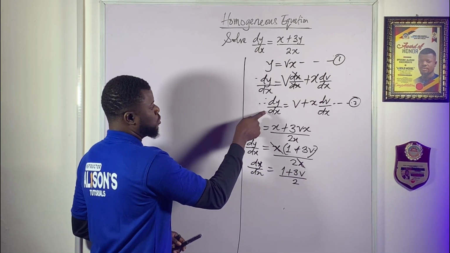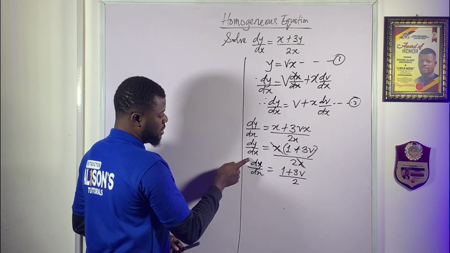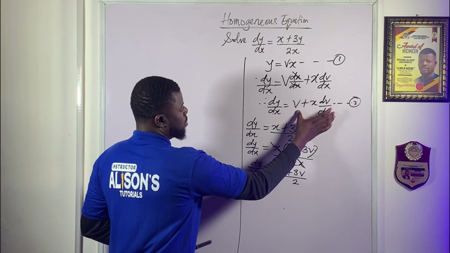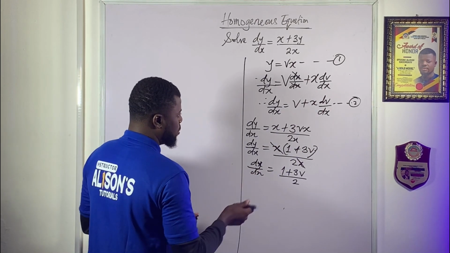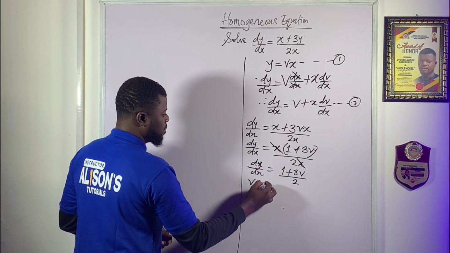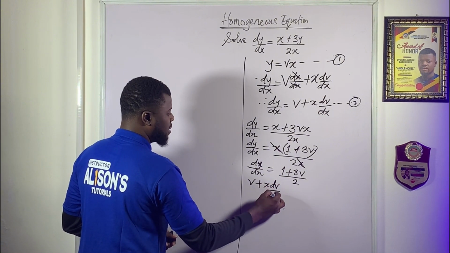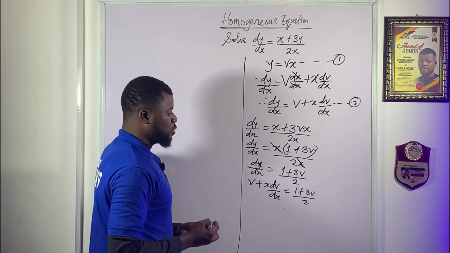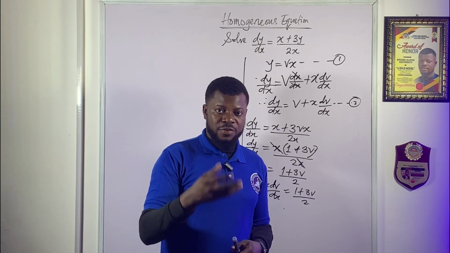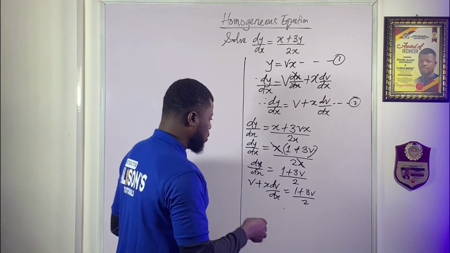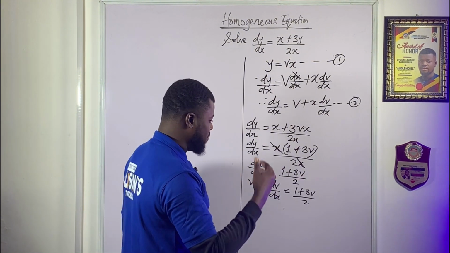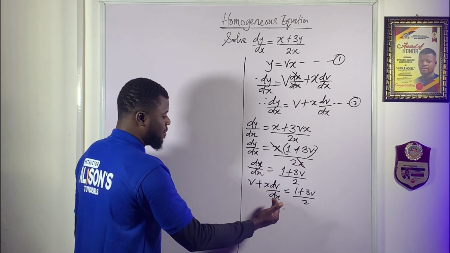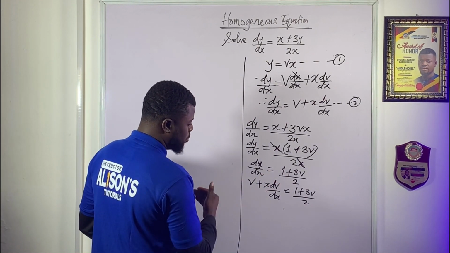Let's substitute equation 2. Remember, this is dy over dx, this is dy over dx. In place of this dy over dx, we substitute this one to replace this. So I'll have v plus x dv over dx equal to 1 plus 3v over 2. What we need to do at this point is what we call separable variable, or separation of variables. We need to make sure that all that has v terms contained in it is on the right hand side of the equation. The one that has x should be on the left.